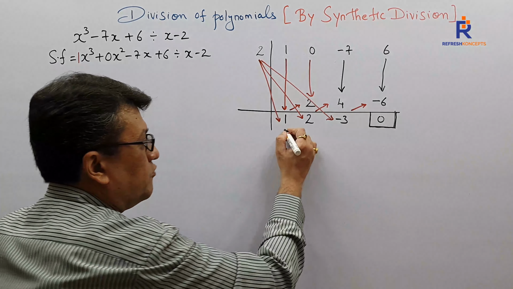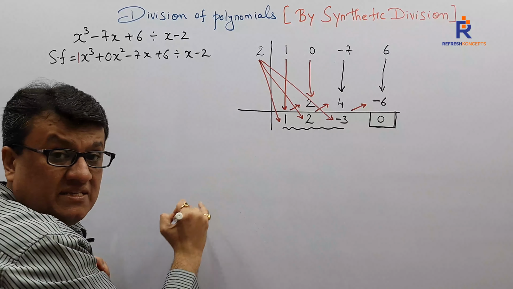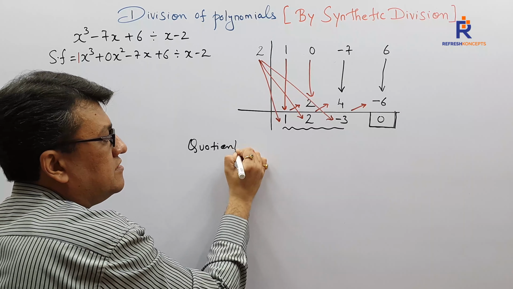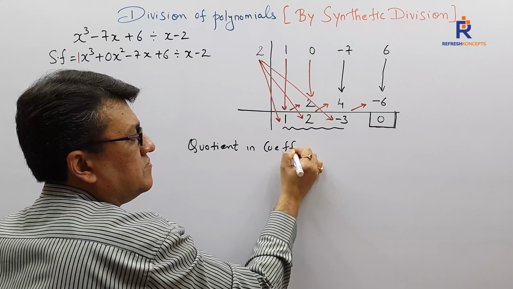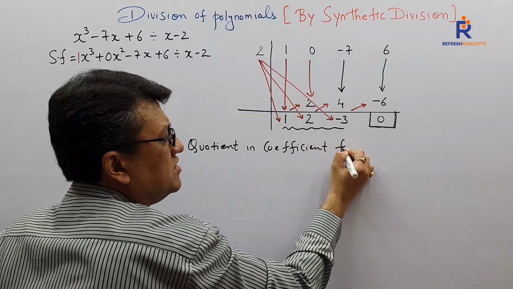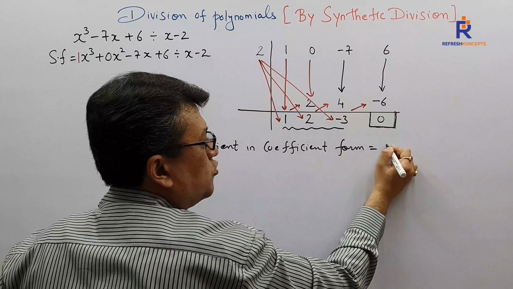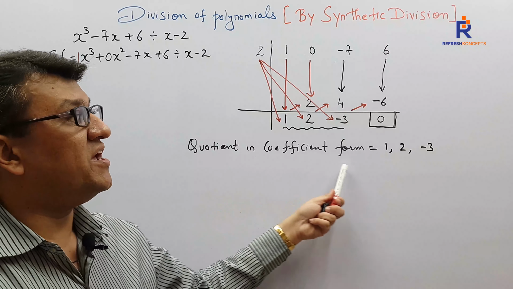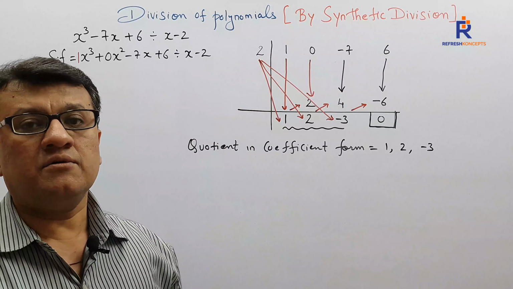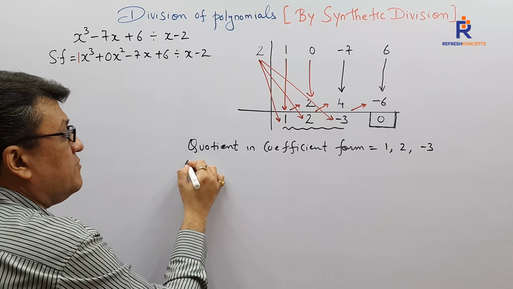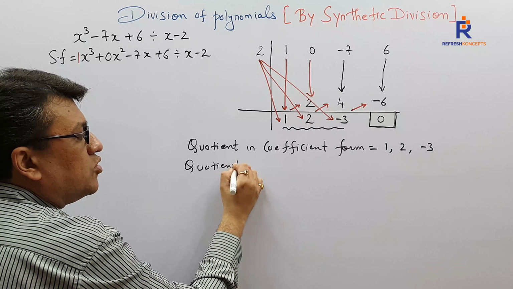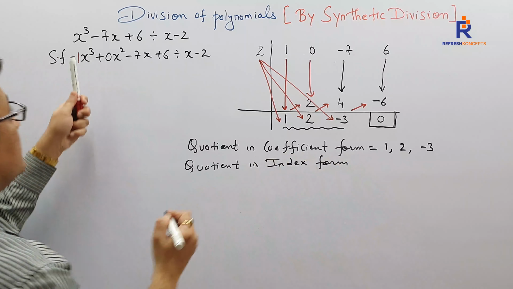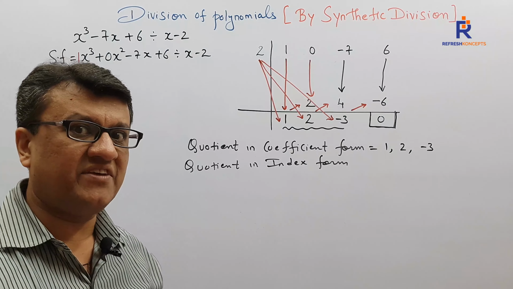Now what is this, children? If you are thinking what is this, this is termed as quotient in coefficient form. I'll just write down, it is 1, 2, minus 3. Now I need to write down the same quotient in index form. Since my variable is x, my index form will always have the variable x.